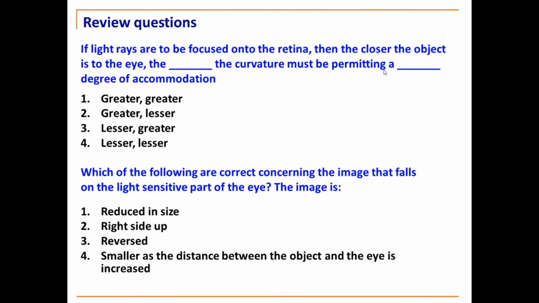Number 2, the second question. Now, more than one of these is correct. Which of the following are correct concerning the image that falls on the light-sensitive part of the eye? The image is reduced in size. Correct. If you're looking at a car, the car is clearly smaller on the retina. Right side up. That is incorrect. It is reversed. And smaller as the distance between the object and eye is increased. That is also correct. So it becomes smaller as the distance between the object and the eye is increased.